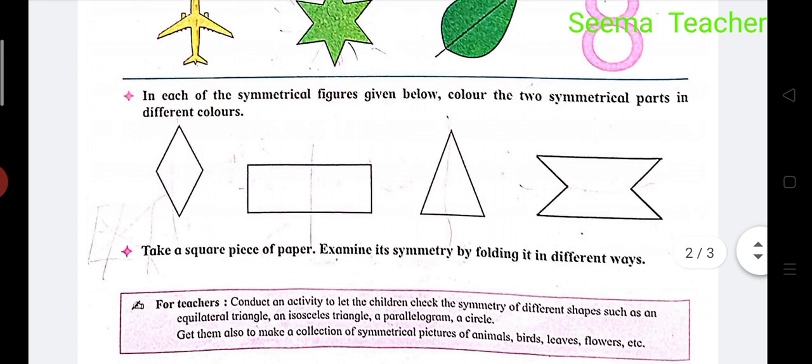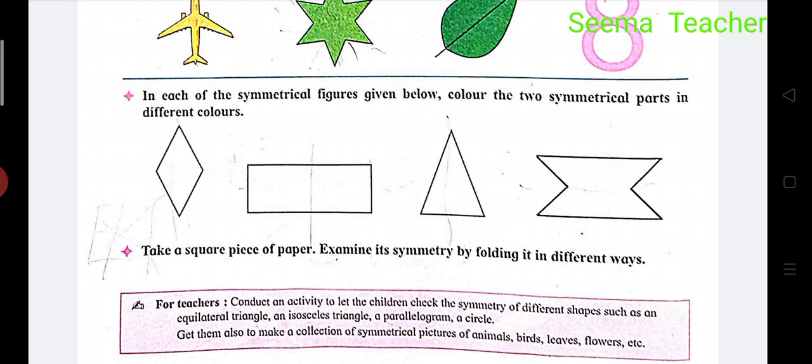So in each of the symmetrical figures given below, color the two symmetrical parts in different colors. So this is also symmetrical. They have given a symmetrical figure. You have to draw the middle symmetric axis. This is a triangle. They have given the picture. So you color it, and do this also for the square.